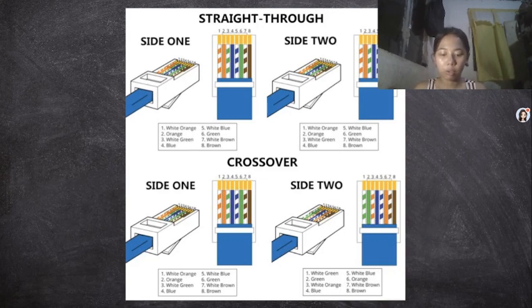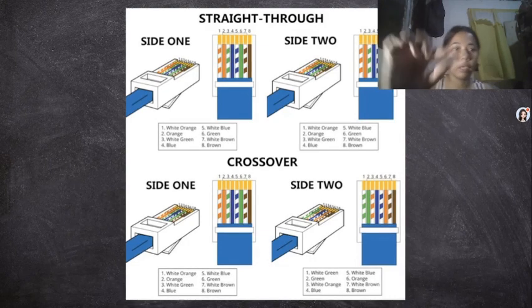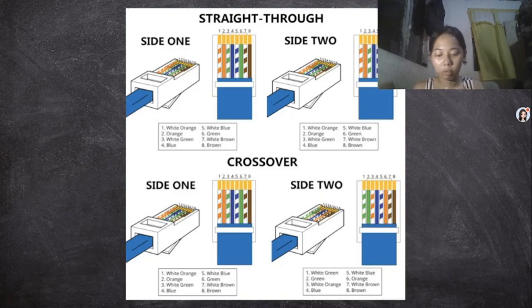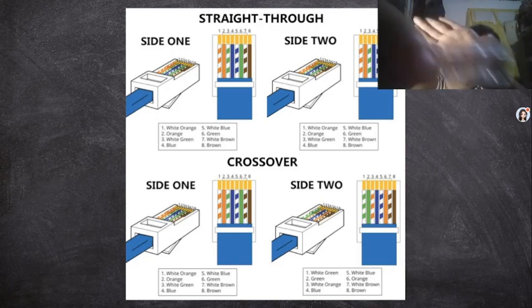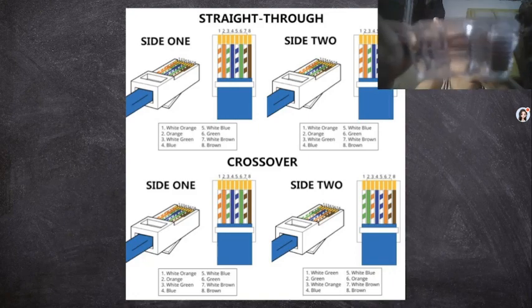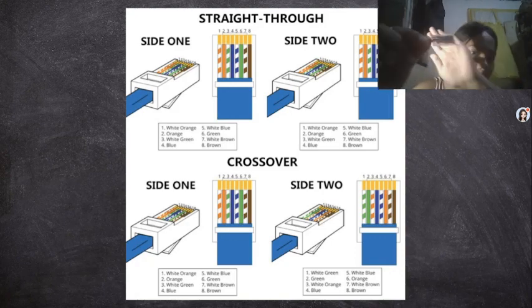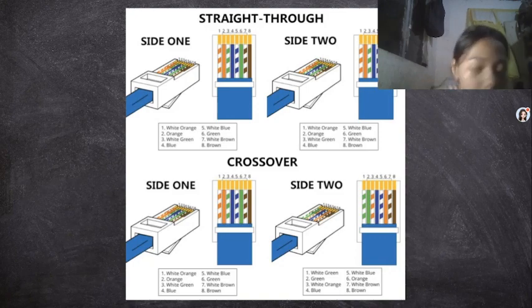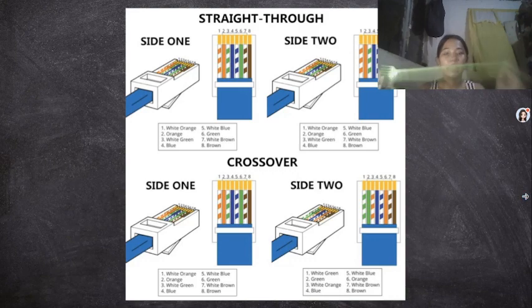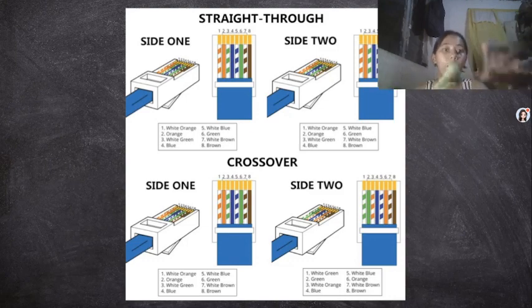So for example, imagine the wire. To make it straight through, the color order of your RJ45 should follow, for example, T568B.